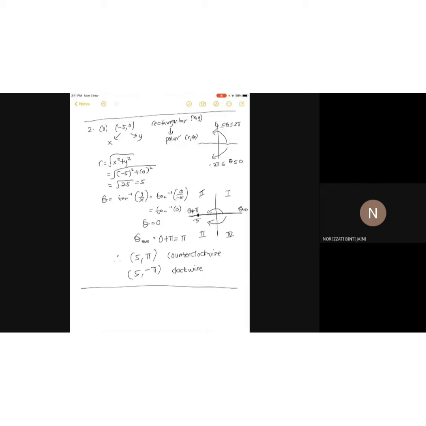Okay, and please always remember this one. Maksud dia, awak kena plot balik point awak tu. Plot balik point awak untuk ketahui kedudukan sebenar theta awak tu kat mana. Okay, sebab kalau tekan calculator tu biasa akan bagi pada sukuan pertama saja.